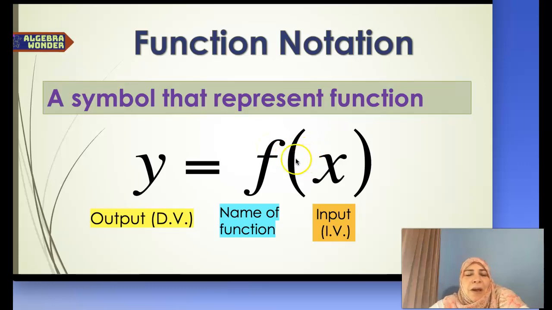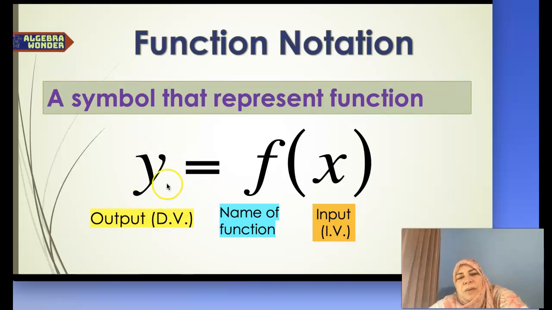f of x means y is a function of x. y has a relation with x, but this relation is very unique. Every input only has one output. Okay? So again, what is y? y, we know it. It's the output. So remember, this is a dependent variable.